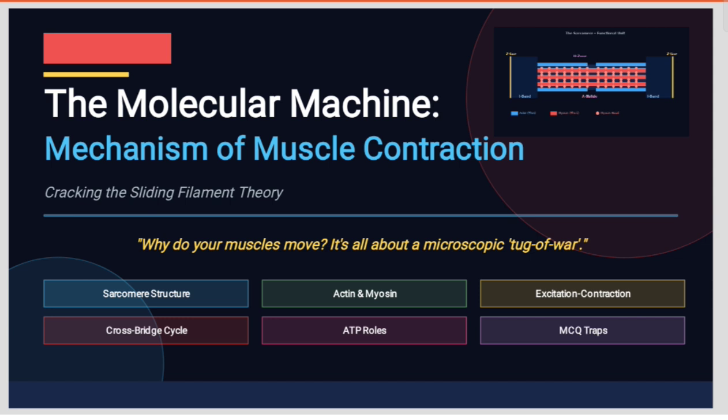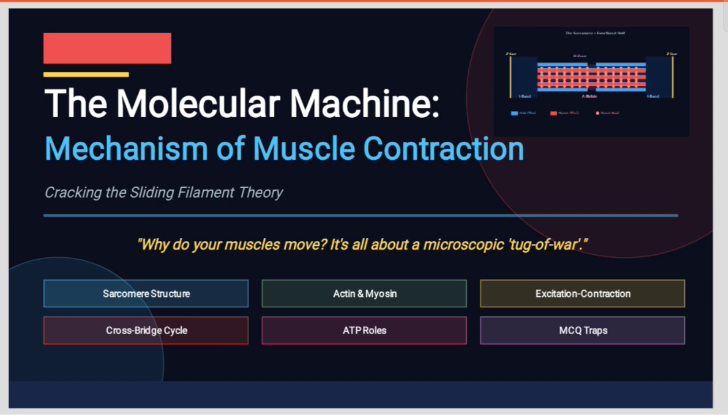Today's topic is one of the most beautiful and frequently tested chapters in biology, which is the mechanism of muscle contraction, especially the sliding filament theory. This chapter is called high yield for a reason. Almost every year, every competitive exam asks at least one to two questions directly from this topic, and those questions separate the top scorer from the average one. So pay full attention.